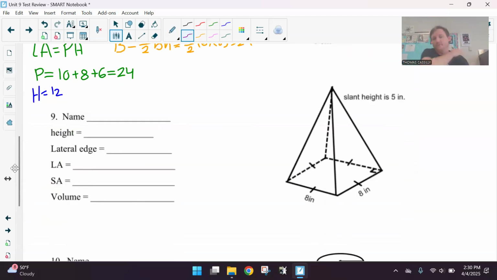All right, now this next one, the slant height is 5. The slant height goes from the vertex to the middle of a face. So that is 5. This is a square pyramid.